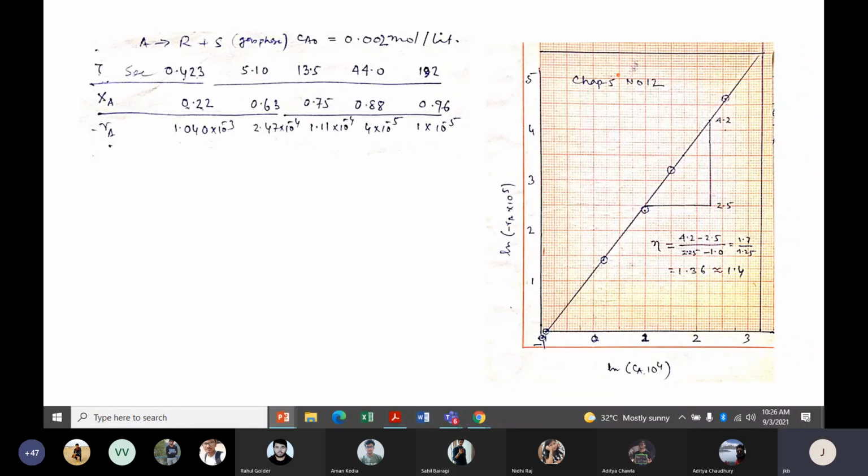Graphical method is shown here. In the graph sheet, on the x-axis concentration is plotted, and on the y-axis logarithmic rate is kept. And you get a very nice straight line plot. Find out the slope and intercept. From the slope, order is 1.36 or approximately 1.4. Then in the empirical rate kinetics, substitute n, and with the help of one data point, you can find out the rate constant.